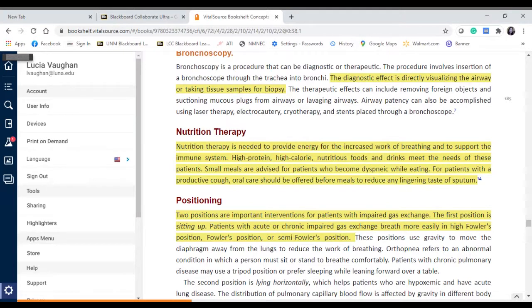Positioning. Two positions are important for patients with impaired gas exchange. The first position is sitting up. Patients with acute or chronic impaired gas exchange breathe more easily in high Fowler's or semi-Fowler's position.